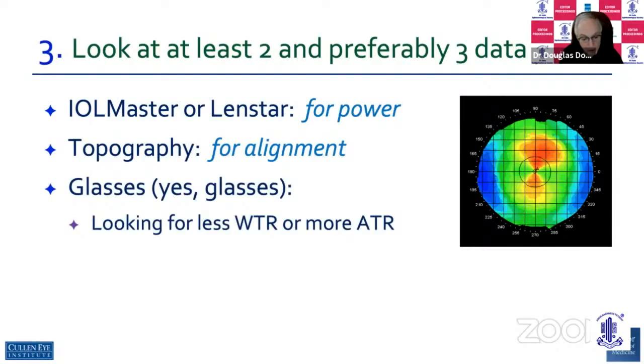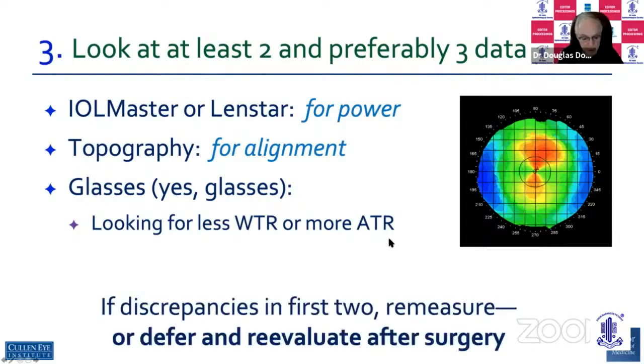I can detect subtle abnormalities. And interestingly, sometimes the glasses give you clues about the patient's lens tilt, because you may see in the prescription of their glasses less with-the-rule astigmatism or more against-the-rule astigmatism, suggesting there might be some lens tilt. And whenever there are discrepancies in these measurements, I remeasure them, and if they continue to have discrepancies, then I will not correct the astigmatism at the time of surgery.